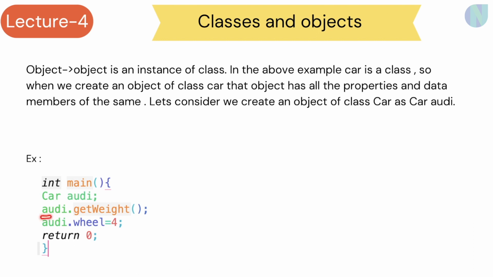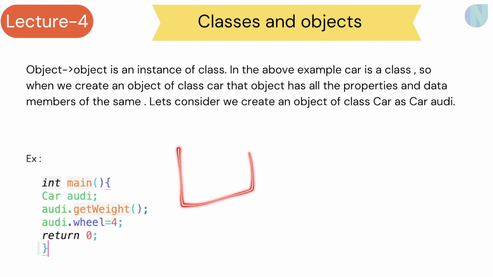Now you can see that we can use the members with a dot. So Audi dot wheel, the data member, equals 4. Audi.getWeight would get me the weight, and Audi.wheel would tell me the number of wheels the car has. So this is a short implementation of an object.